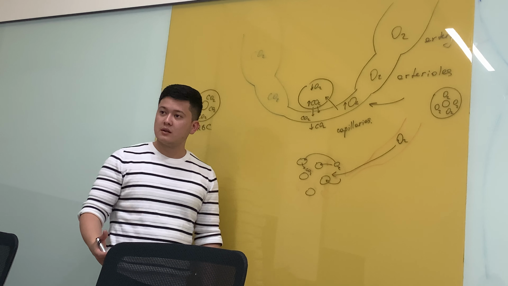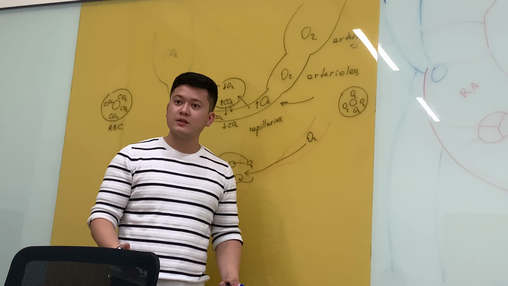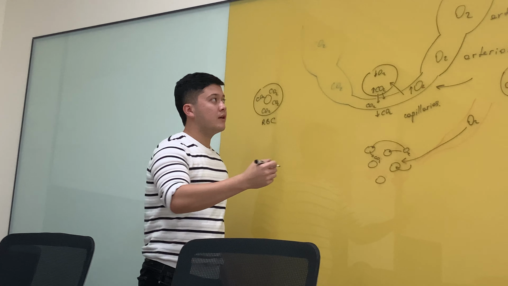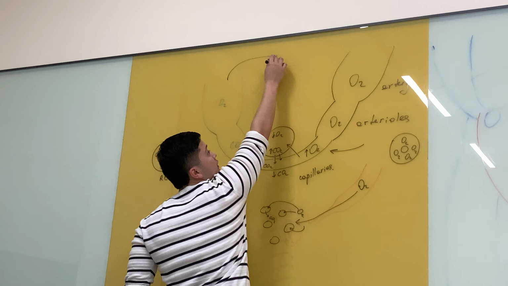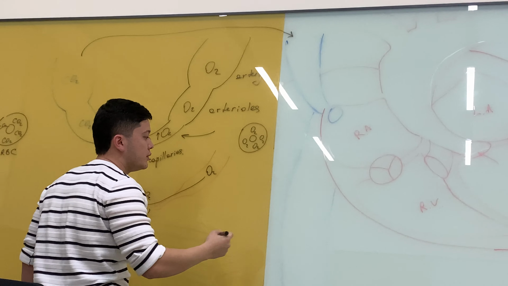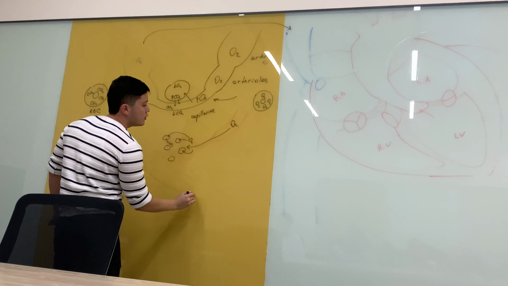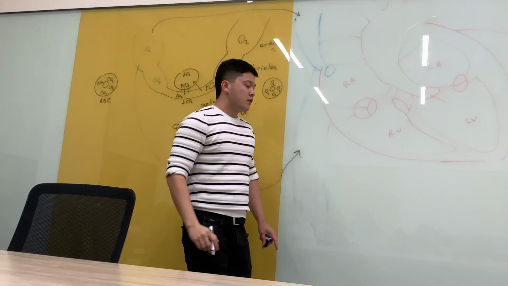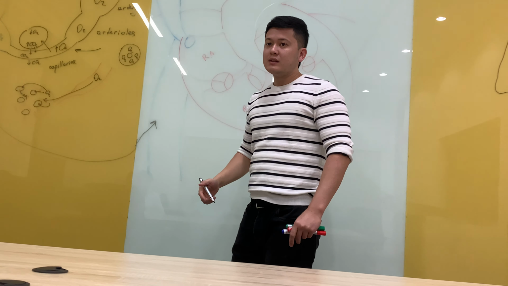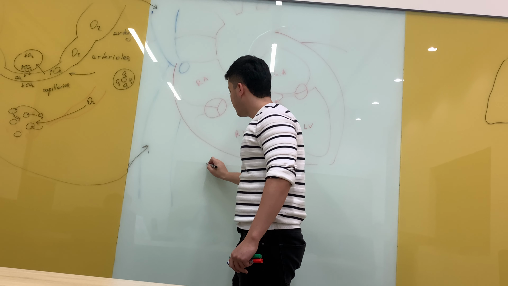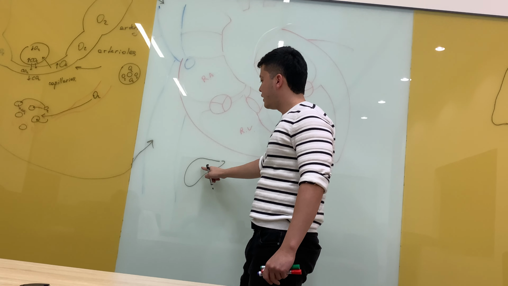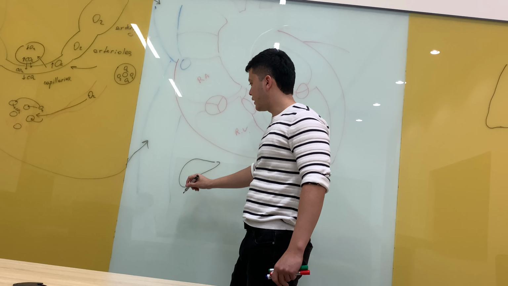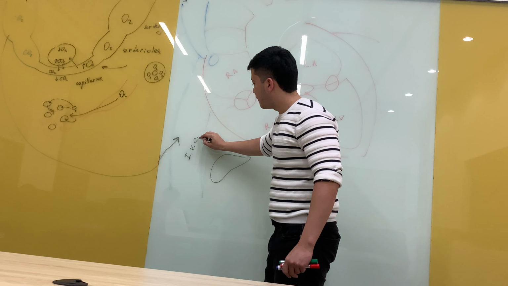How does it go to the lungs? It's going to go through two ways. Through the superior vena cava and the inferior vena cava. This vein is going to the superior vena cava, and this vein is going to the inferior vena cava. Which organs are giving veins to the inferior vena cava? For example, your liver. The veins from the liver are going to the inferior vena cava. This is the inferior vena cava, IVC.